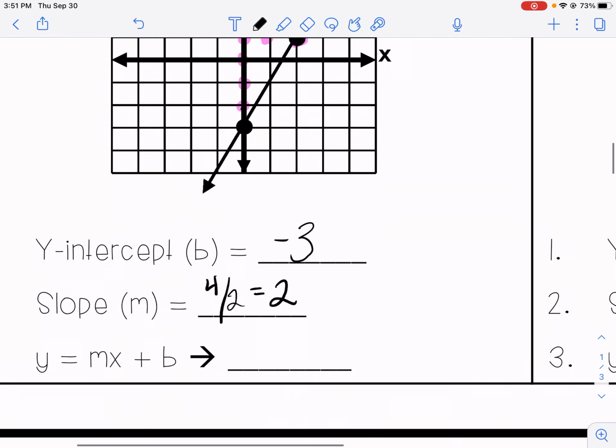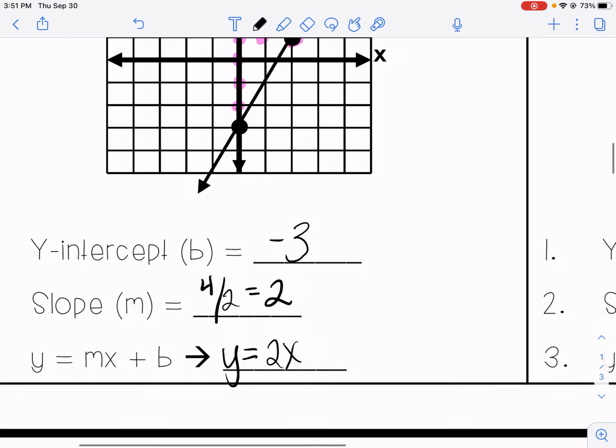And then I can write my equation. Y equals, slope is 2, and that's what goes with x. And then the y-intercept is -3, so it's -3. Okay, example 4.